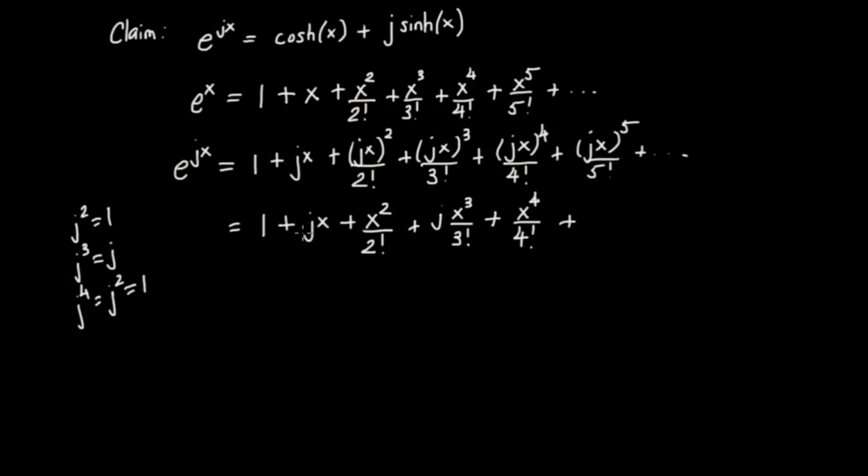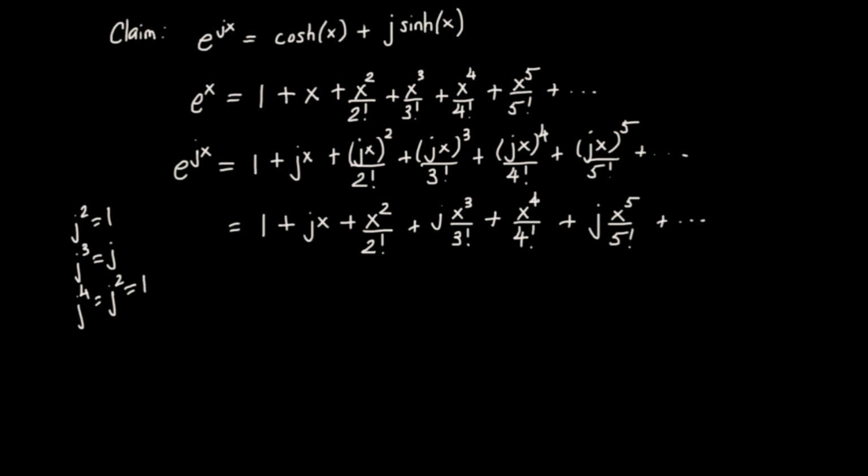And hopefully you can see this cyclic pattern where the even powers of j are going to be 1 and the odds are going to be just j. So now I have j to the fifth, which is an odd power, so it's going to be just j, times x to the fifth over 5 factorial, and so on.